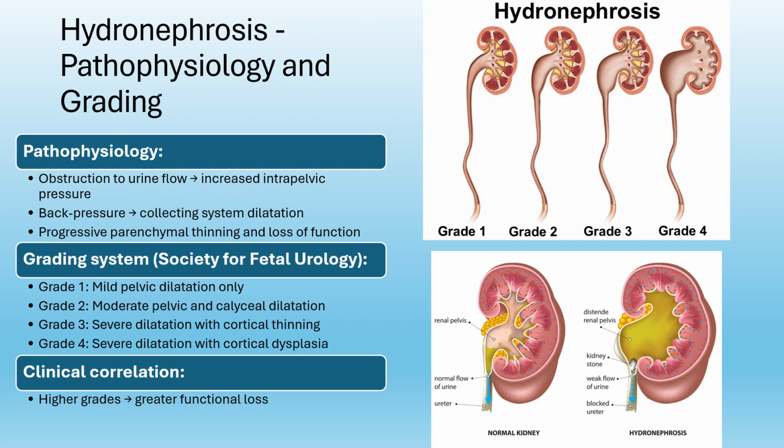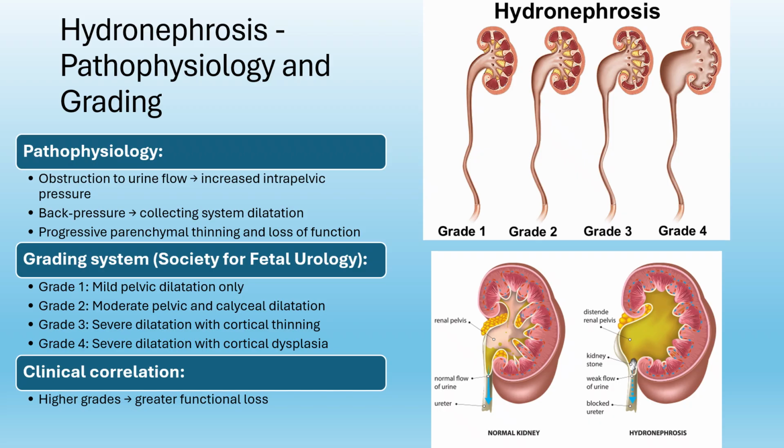Grade 4, the most severe, shows massive dilation and a paper-thin cortex with loss of corticomedullary differentiation, signaling near total functional loss. Clinical correlation between grade and kidney function is essential for decision-making. Grades 1 and 2 often retain good function and may improve with time. In contrast, grades 3 and 4 are linked with significant nephron loss. Even after surgical correction, recovery of function is rare.